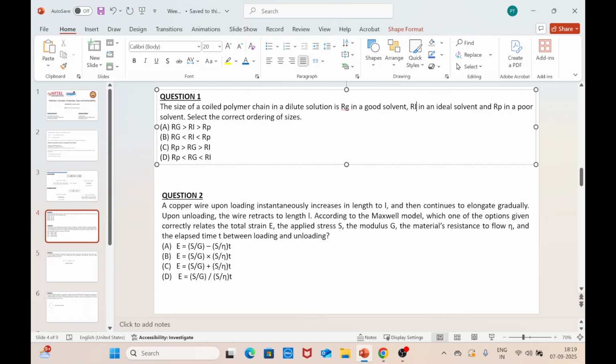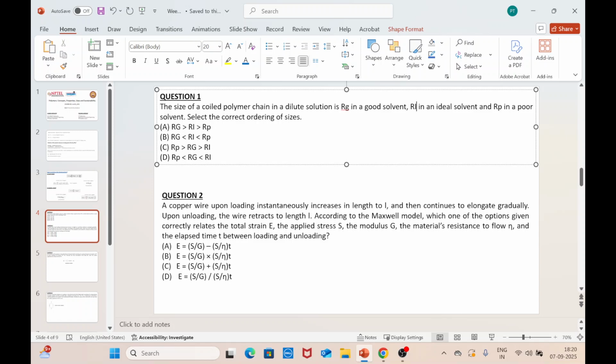So here we have totally three types of solvent. One is the ideal solvent. The ideal solvent can also be called a theta solvent, and we have a good solvent as well as a poor solvent. Now depending upon the type of solvent, we are asked to select the correct ordering of the sizes. So here we can consider that the polymer in all these three solvents is going to be the same. Only the solvent is going to vary. So what will be the correct answer?